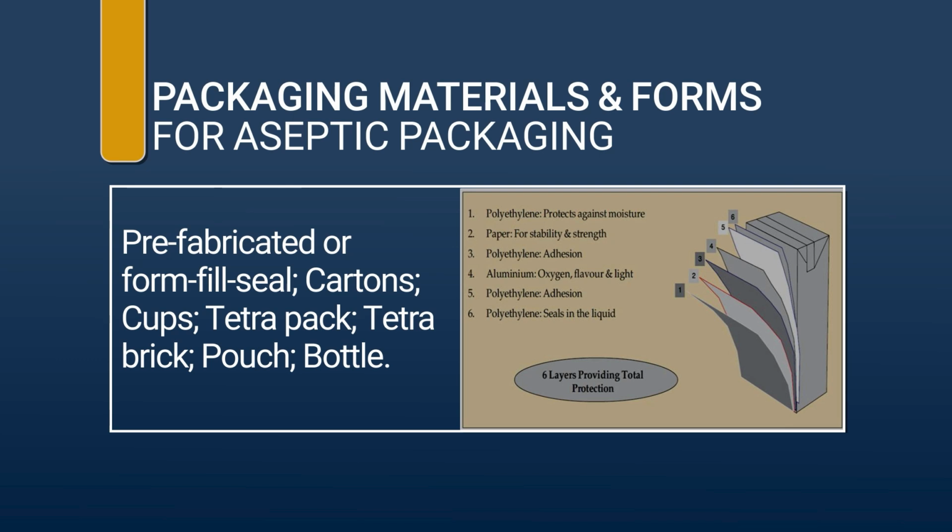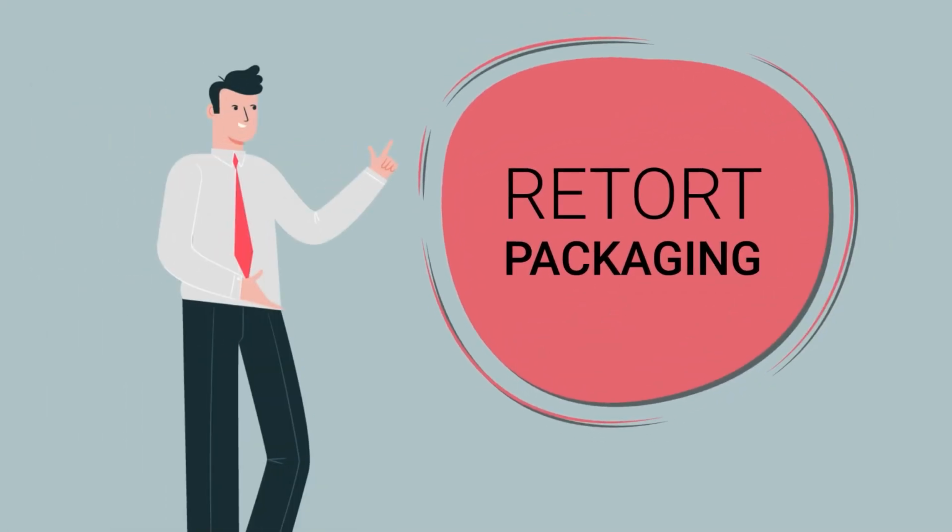So aseptic packaging containers can be prefabricated or can be formed during the filling and sealing of the product. That is known as form, fill and seal. So it can be in the form of cartons, cups, Tetra Pak, Tetra Brik, pouch, bottle, etc. Now we will see what is retort packaging.